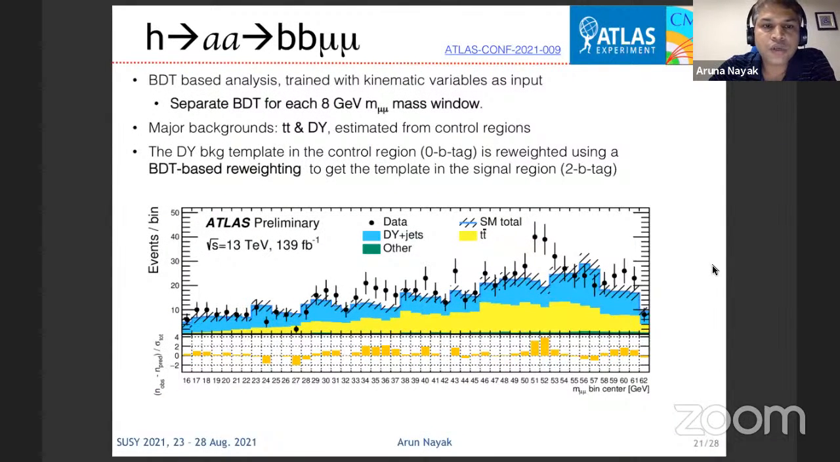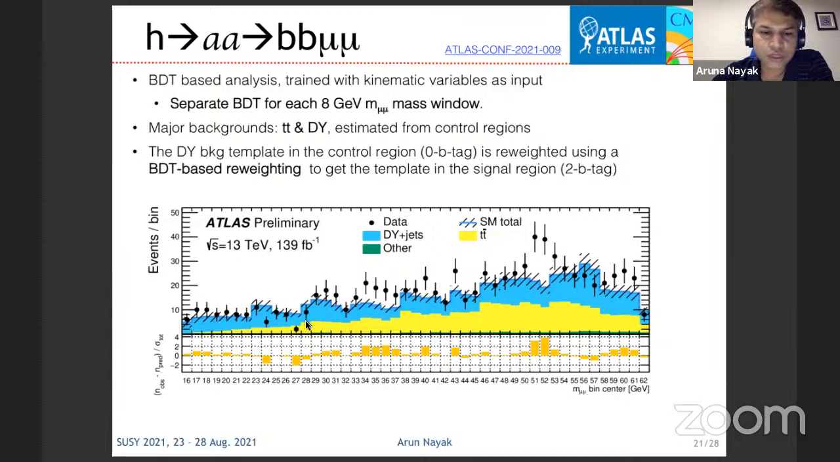Another such search is the Higgs going to BB and mu via two A bosons. Again, this is based on a BDT, where the BDT is trained for each 8 GeV mass window. There again, the TT bar and Drell-Yan are the two major backgrounds, and they're estimated from control regions. An innovative idea is used to reweight the Drell-Yan background in the control region, which is in the 0 beta region, to go to the 2 beta region using a BDT-based reweighting method.